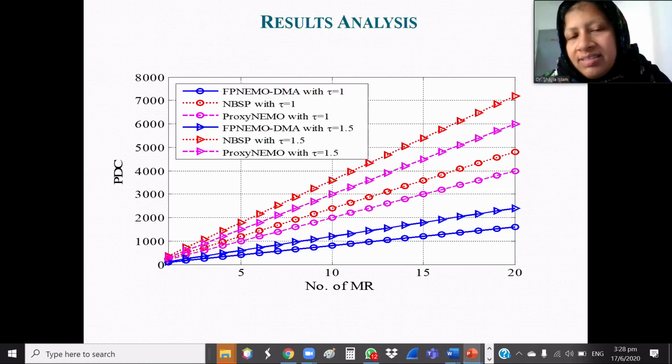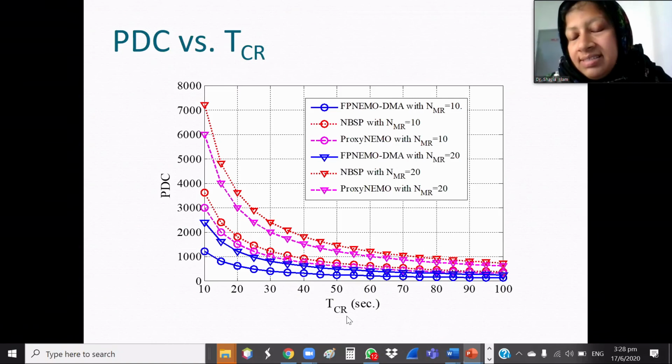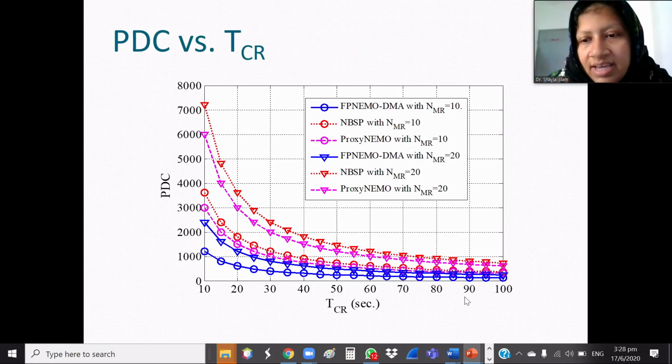And here we compared packet delivery cost with respect to the cell residence time. Why? Because if the mobility is higher, the chances of handover delay are much higher. Here we can see that if it is 10 milliseconds, the mobility is higher, but when it is 100 seconds, it is reduced. So when the speed is higher, it can increase the delay. I think this also shows better performance for ProxyNEMO as well as the proposed one compared with the network mobility basic support protocol.